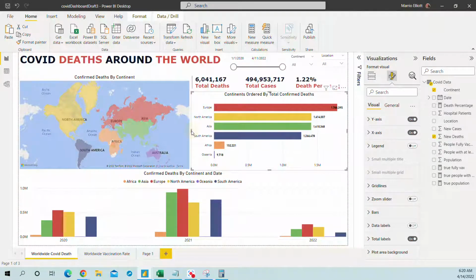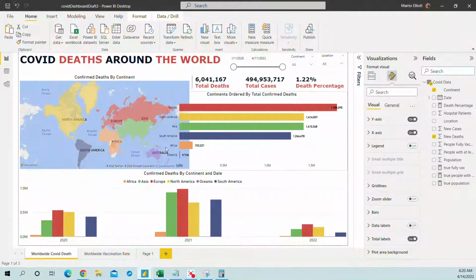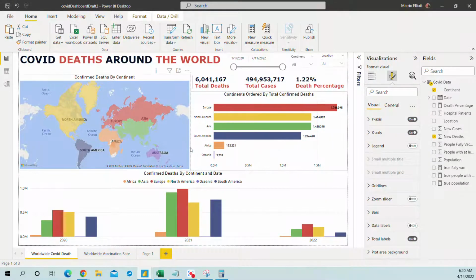If we had more real estate as far as space on this page, then I'm sure it would come out. But I'm not even going to try to play with it right now. I think it had to be this way. But anyways, let's go ahead and turn this off.